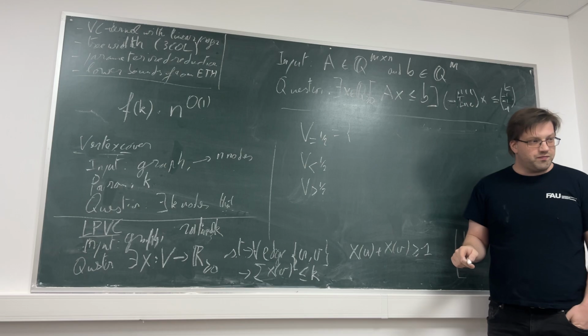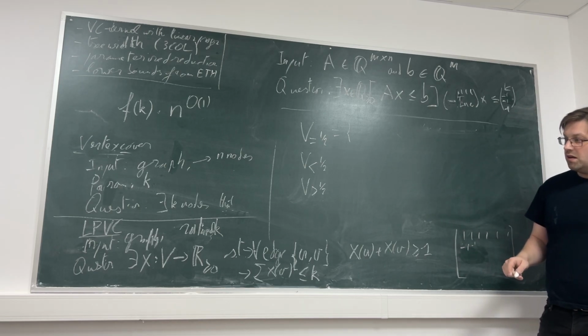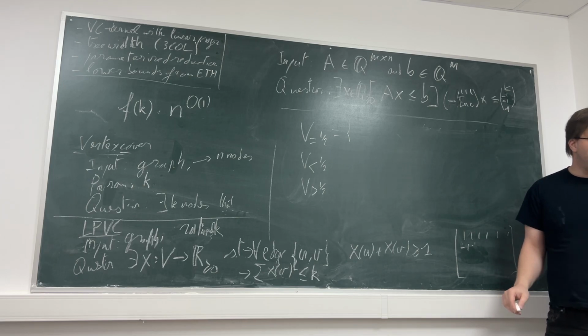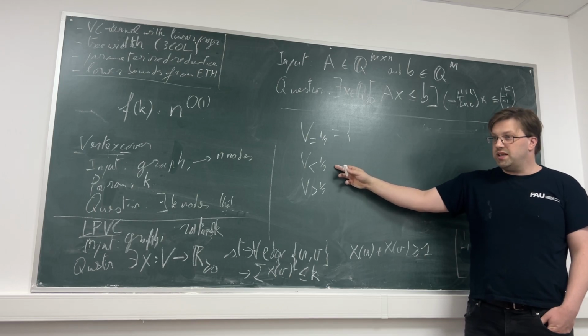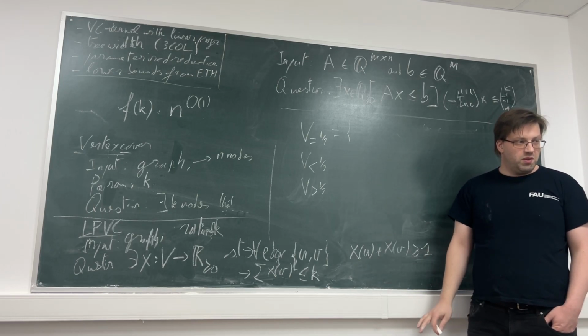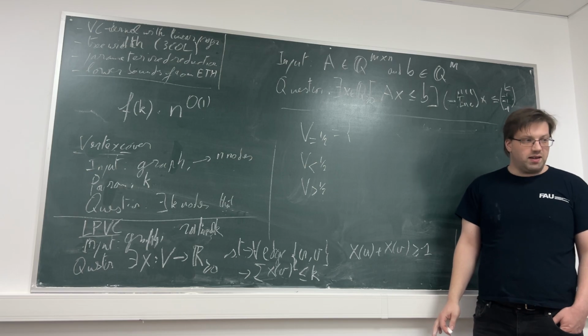What do we do with k when we throw away the nodes that are less than 1/2? Okay. So we keep the same k. If the value is less than 1/2, we understand that this node doesn't participate in the vertex cover.